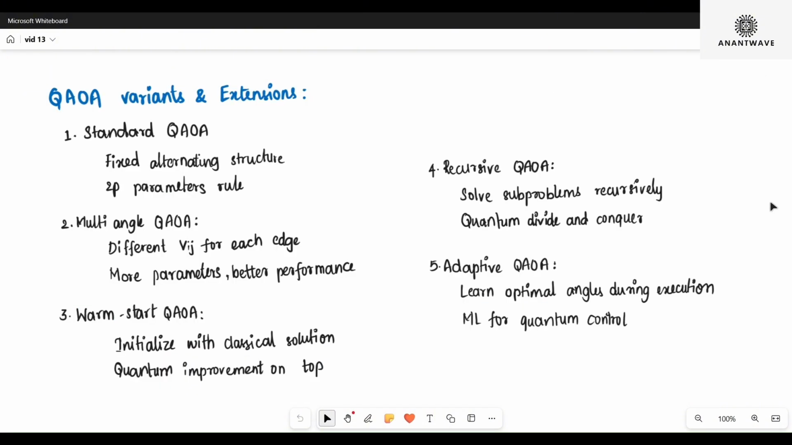QAOA isn't just one fixed approach, it's evolving. Standard QAOA alternates between problem and mixing operators with shared parameters. Multi-angle QAOA assigns different angles to different edges, which allows for more flexibility and better performance. And warm start QAOA begins with a good classical solution, then refines it using quantum updates. Coming to recursive QAOA, that breaks big problems into smaller ones, like quantum divide and conquer. Adaptive QAOA uses machine learning to learn the best parameters on the fly during the optimization.